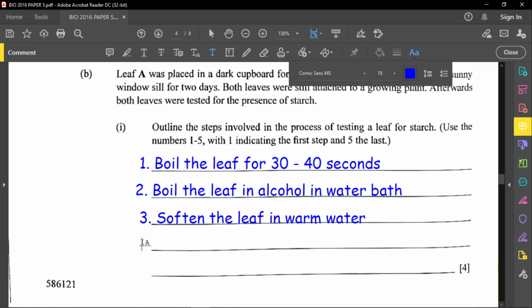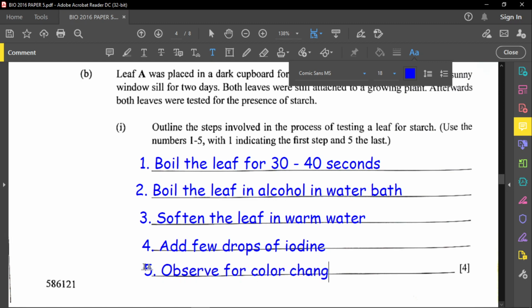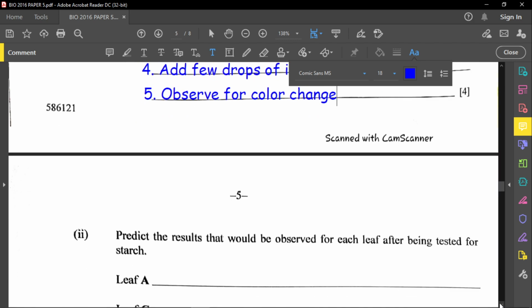by the iodine. So our step 4 is to add a few drops of iodine solution. And then the 5th and final step is simple: just observe for color change. So that will be your 5 steps, and pretty much you only get marks for 4 steps. The first 4: the boiling alcohol, softening the leaf, then add the drops of iodine. 4 marks.